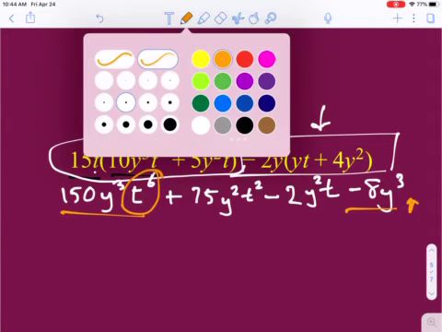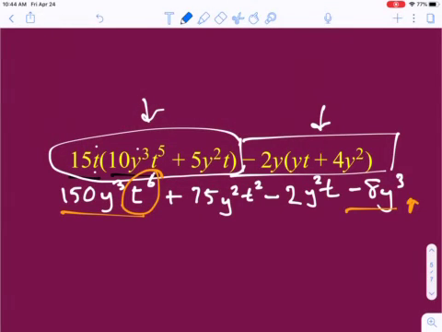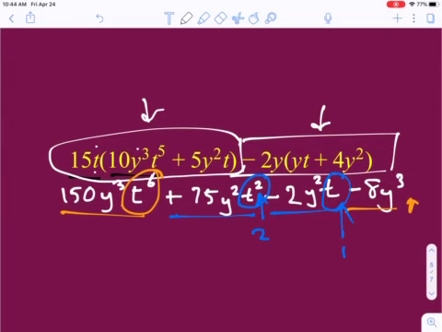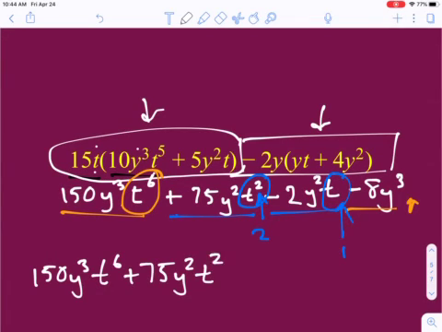And you're going to encounter the same thing if you're looking at your y squared terms. Well, I've got a y squared here and I've got a y squared here. But the exponent on this t is 2, and the exponent on this t term is 1. So I can't combine those. So you got to be really picky and really look at this stuff and make sure you're not doing things you can't do. So your finished answer is just going to be 150y cubed t to the 6th. I'll just rewrite it again so you see it. Plus 75y squared t squared minus 2y squared t minus 8y cubed.